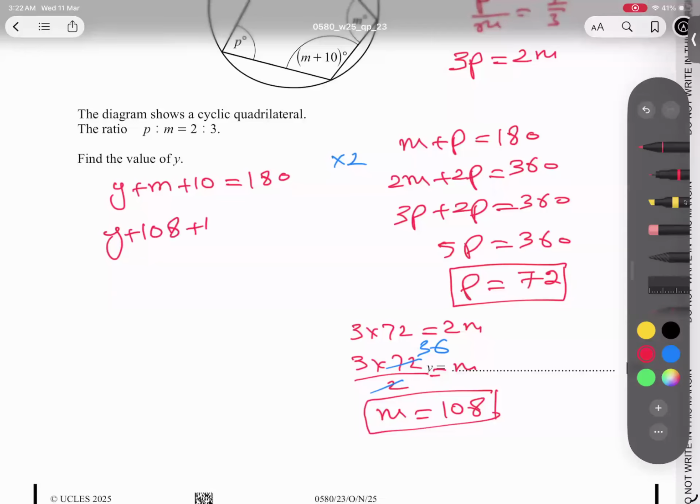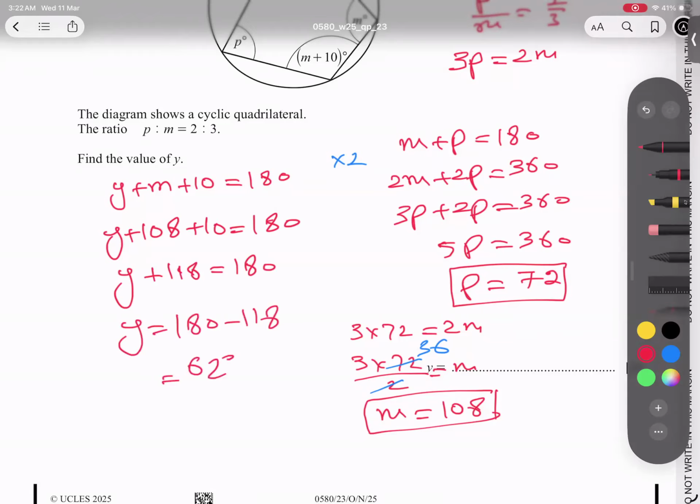When I add here, 108 plus 10, I got 118. It goes there: 180 minus 118. So the answer turns out to be 62. I hope the concept is very clear.